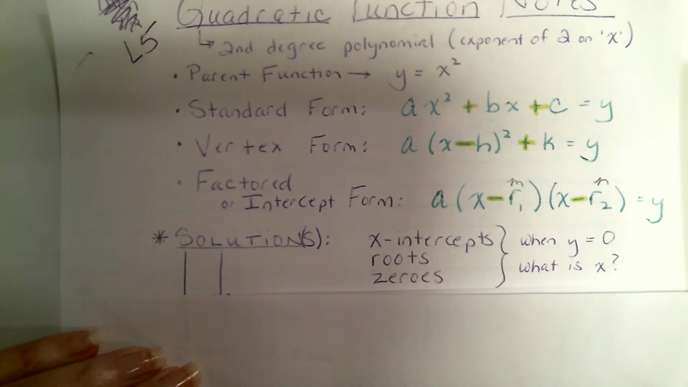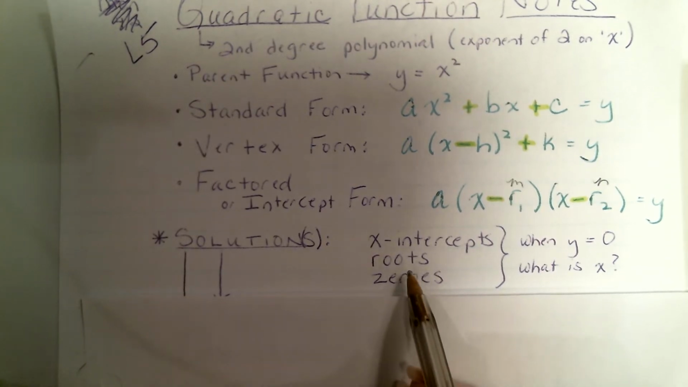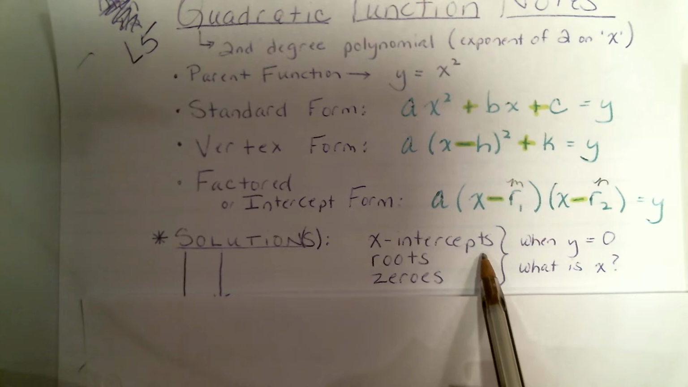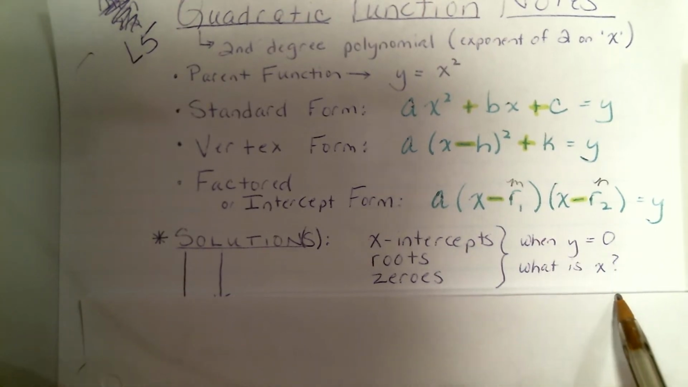Why are those so important? Those are actually the solutions of a quadratic function. Now technically all the points along the graph of that equation would satisfy the equation, so they're all technically solutions. But for quadratic functions, the solutions we call zeros, or roots, or x-intercepts, and that's because they answer when y is 0, what is x?